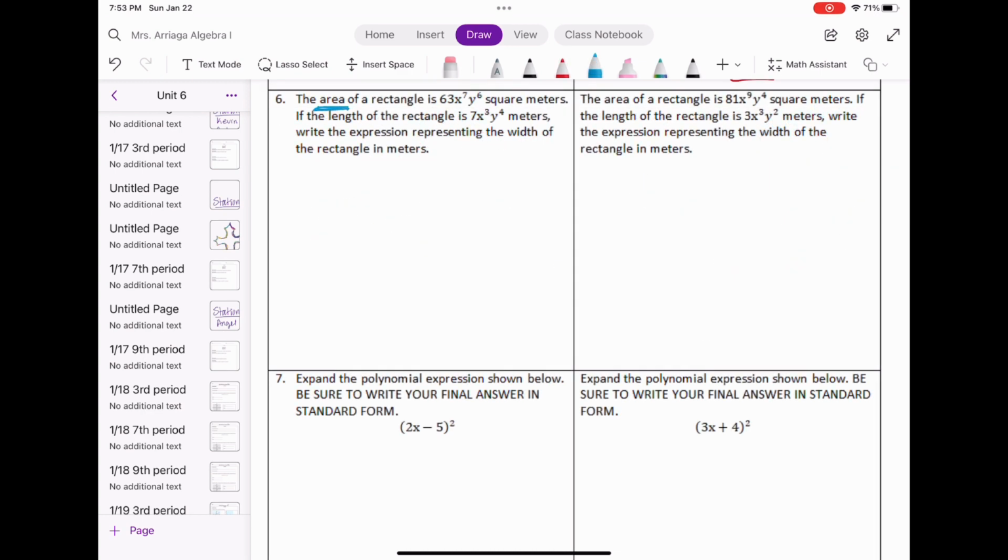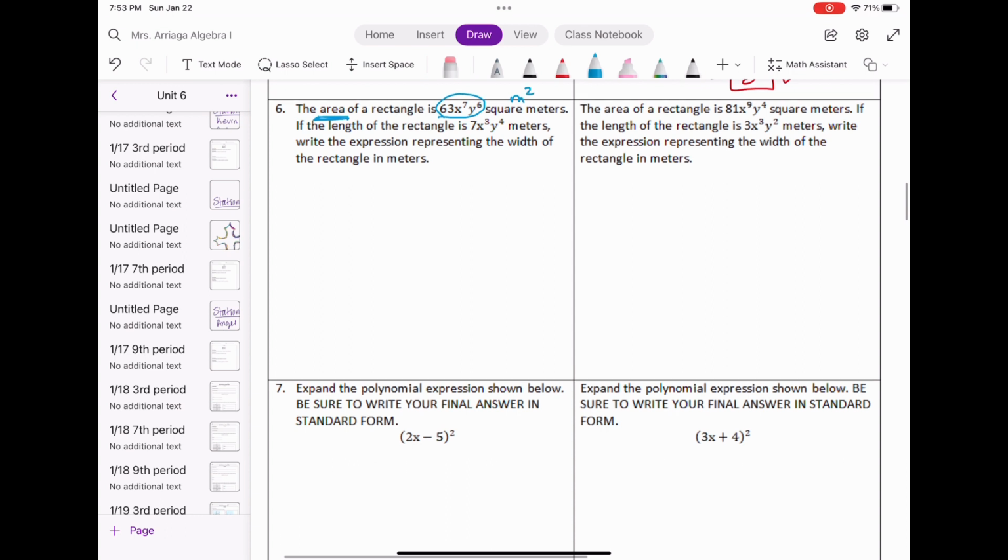Number 6 gives you the area of a rectangle in square meters. And it also gives you the length of the rectangle. So it's asking to write the expression that represents the width. Okay, so they give you the area, right? So they give you the inside of a rectangle. So that's the rectangle. And they give you the shading inside, the inside. And they say, okay, that area is 63x to the 7, y to the 6.